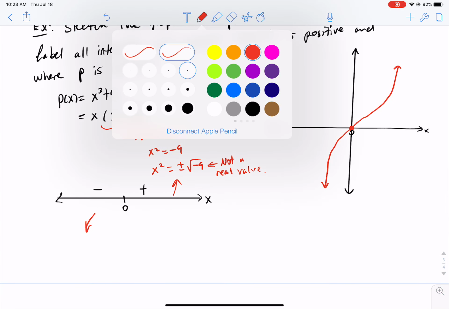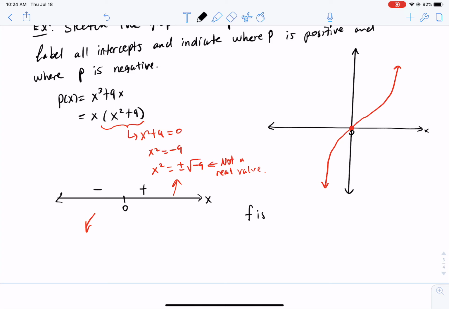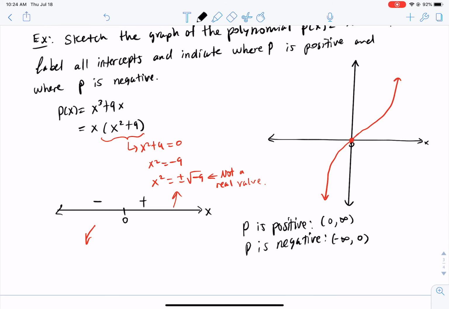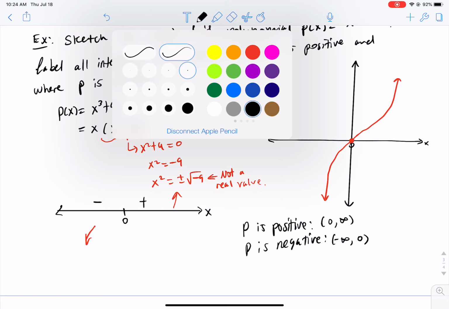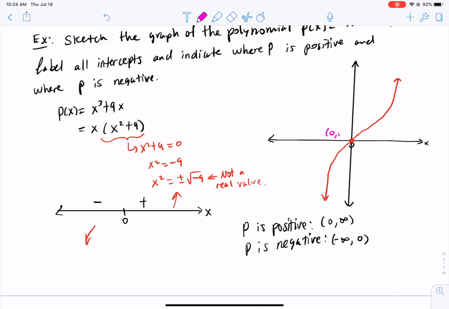So here p is positive, and here p is negative. So where is p positive? From 0 to infinity, and negative from negative infinity to 0, like that. And 0 is the only x and y intercept, right?